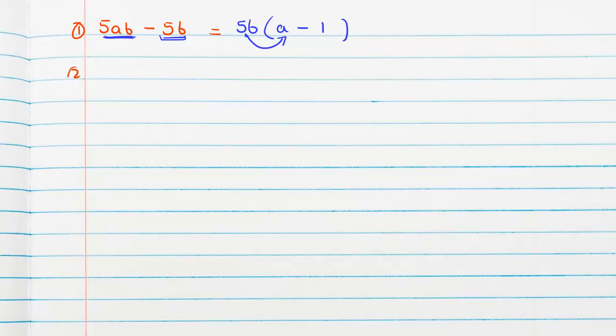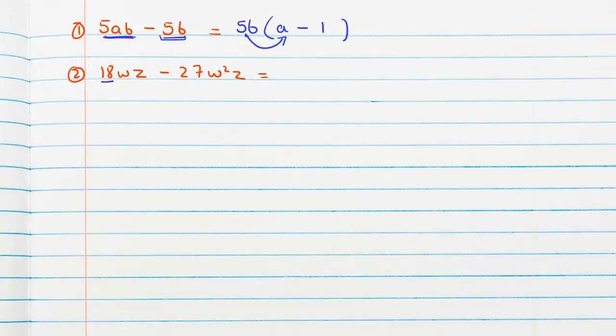Let's take a look at problem number 2. Let's say we have 18wz minus 27w square z. Okay, so don't get confused, they are different variables. They are purposely like this so you can understand that it doesn't matter whether it's x, y, z, a, b or anything, the concept is still the same.